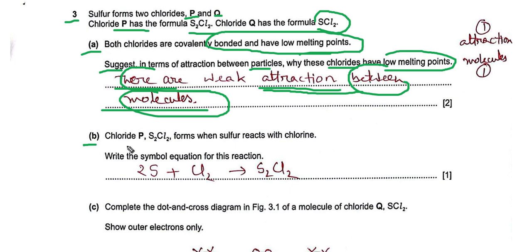B. Chloride P, S2Cl2, forms when sulfur reacts with chlorine. Write the symbol equation for this reaction. Sulfur reacts with chlorine to form S2Cl2. So I write 2 sulfur atoms on the left-hand side, and on the right-hand side 2 sulfur and 2 chlorine. The equation is balanced.